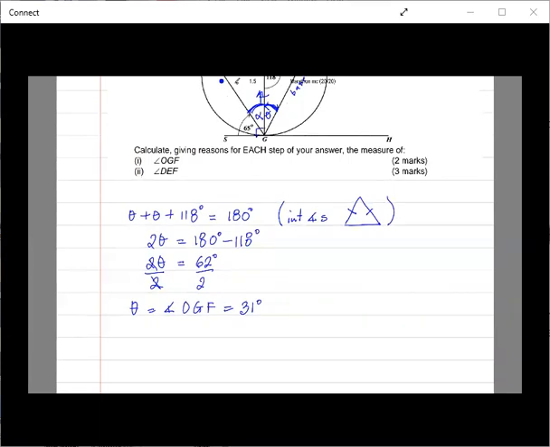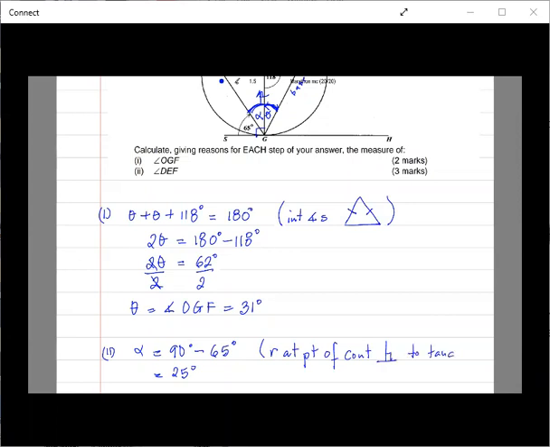So I would say to the examiner, so this is for (i), I would say that alpha is equal to 90 minus 65, which would be equal to 25 degrees. And then the reason for that is the radius at point of contact is at right angles to tangent. So you notice how I write the thing in shorthand? You don't have to write it like that, you can spell it out. Radius at point of contact is at right angles to tangent.